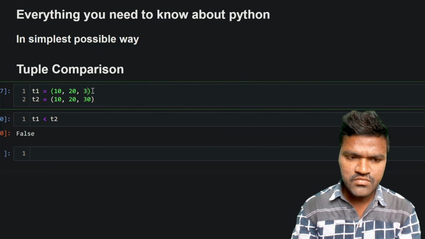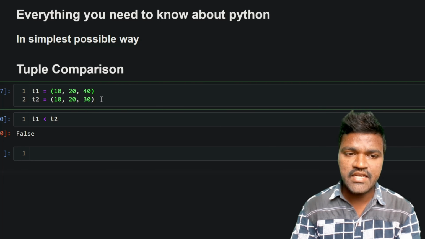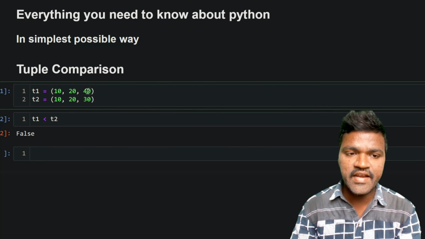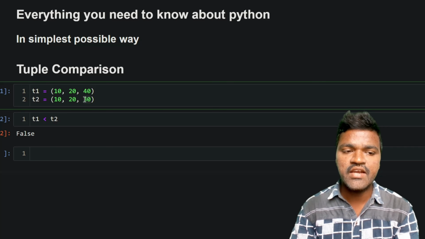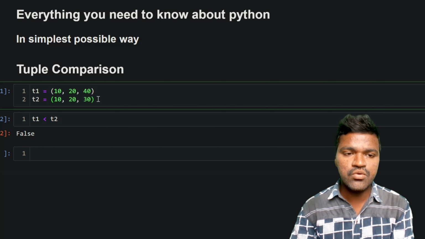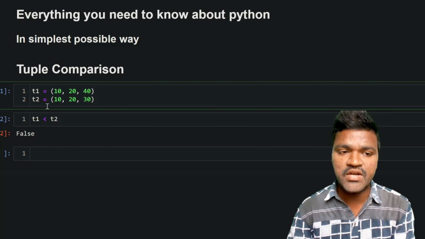Let's say I take 40 here and 30 in the second tuple, and I execute this and this one also. Because this 40 is greater than this 30, we are getting false, which means T2 is less than T1, which otherwise means T1 is greater than T2.